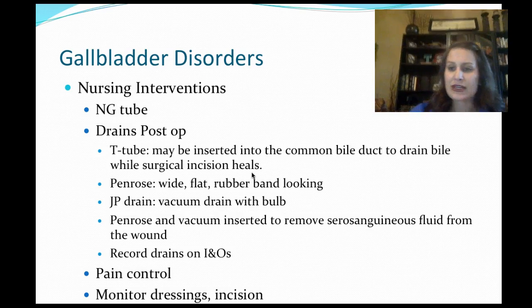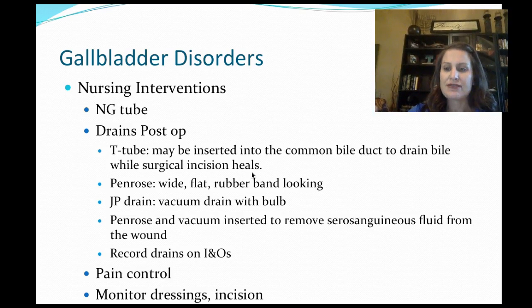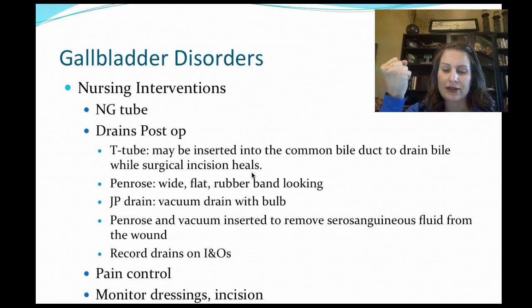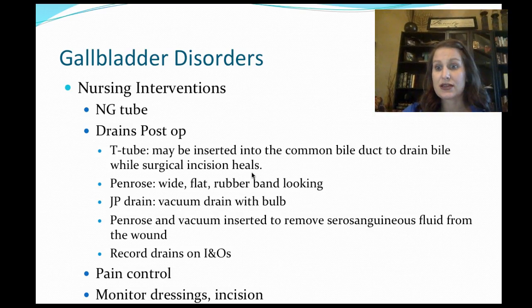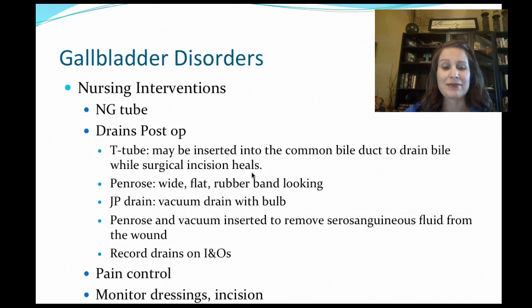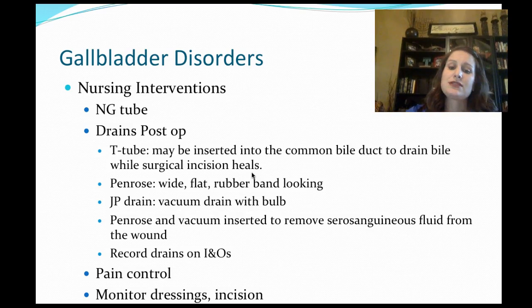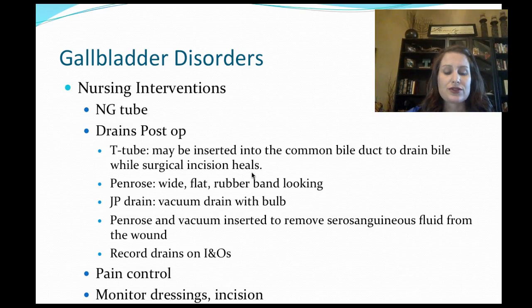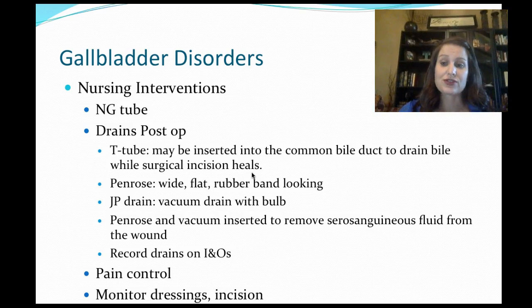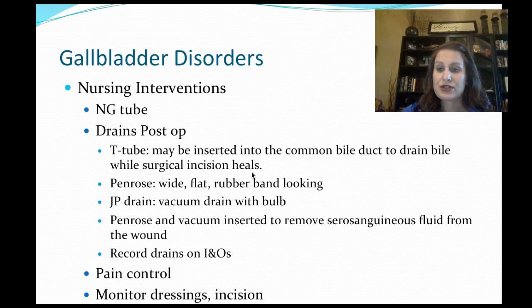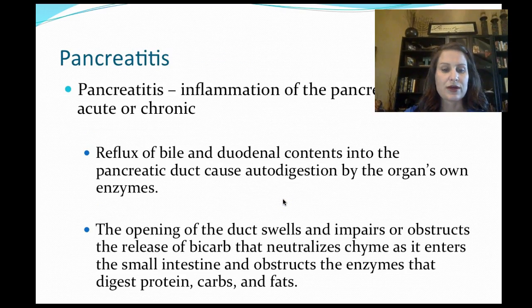A Penrose is a kind of wider, flatter, rubber band looking drain. And a JP drain, I'm sure you've seen those before. It's a vacuum drain with a bulb. You compress it and then it sucks out the blood or excess serosanguineous fluid, whatever that might be. The Penrose and the vacuum are inserted to suck out that serosanguineous fluid from the wound. And then we record the drains and keep real strict I's and O's. We're going to be monitoring pain control and then monitoring those dressings and those incisions as well.